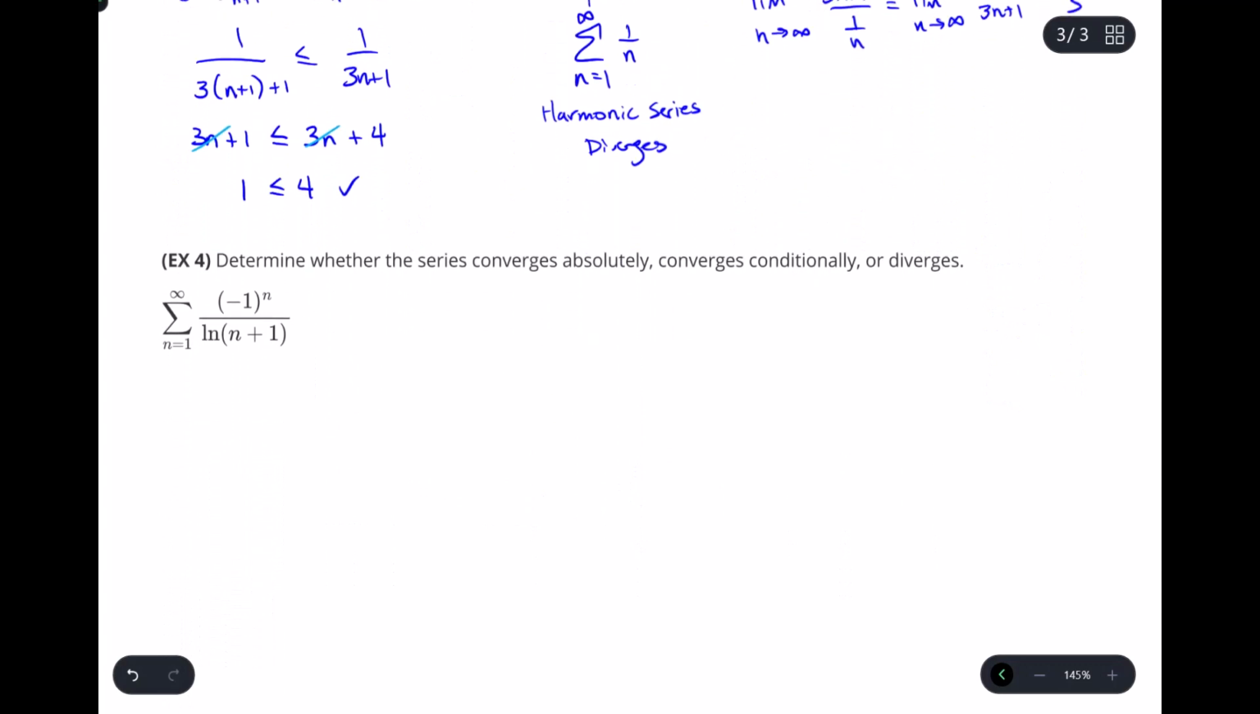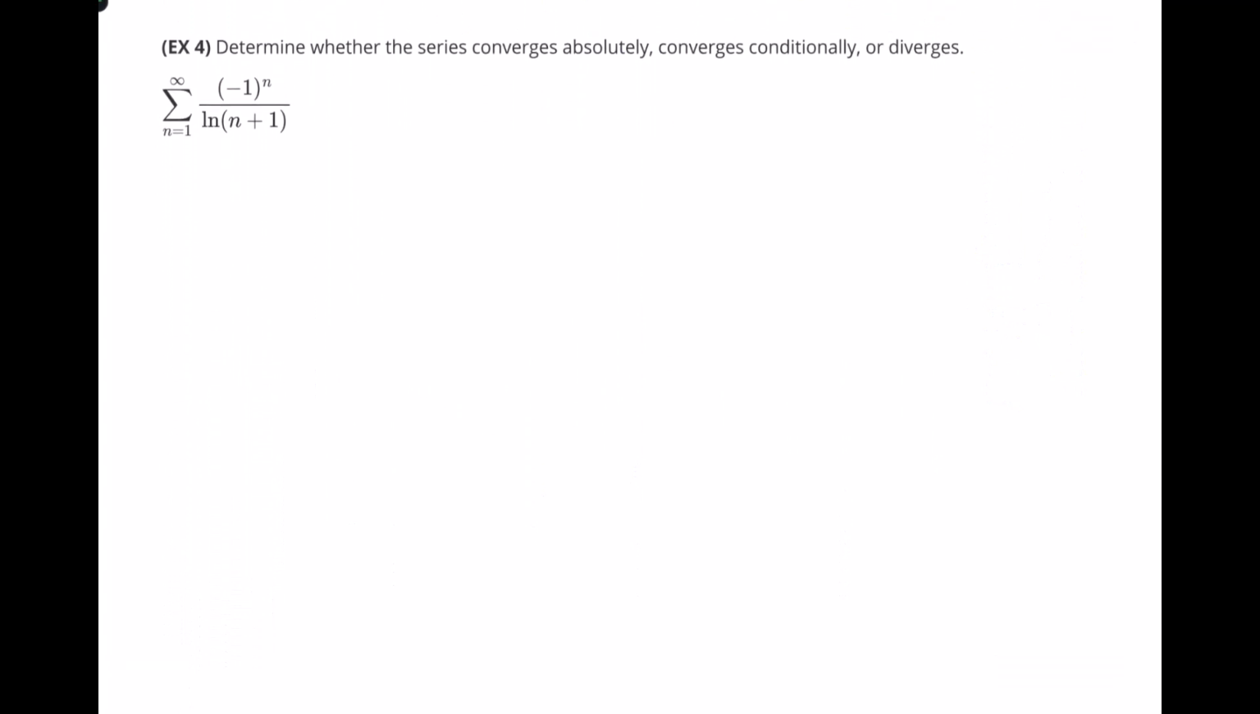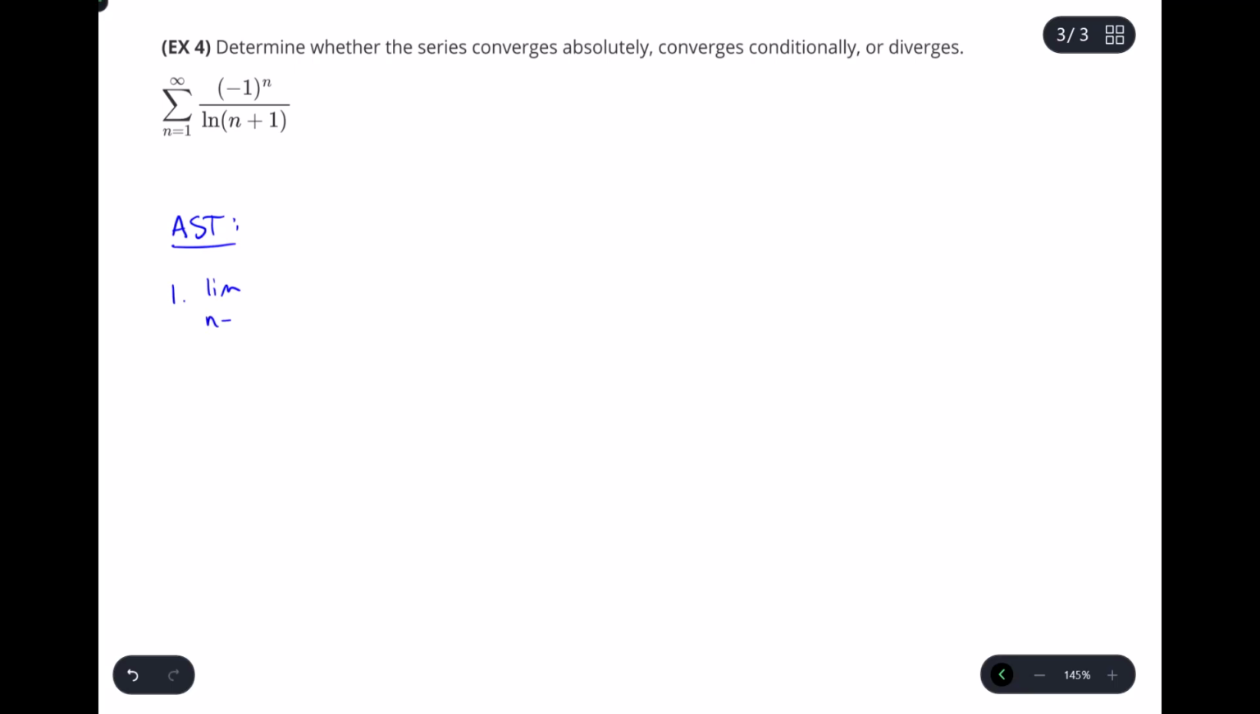All right, one more here. Determine whether this series converges absolutely, conditionally, or diverges. So this is (-1)^n over the natural log of n plus 1. So let's start with the alternating series test. First thing we need to do is take the limit as n goes to infinity of 1 over the natural log of n plus 1.